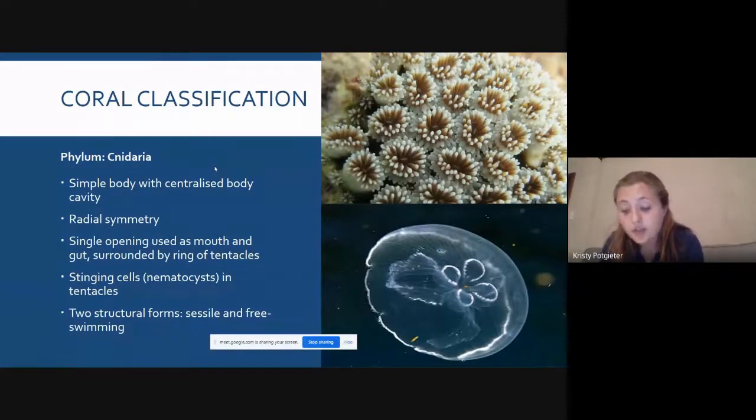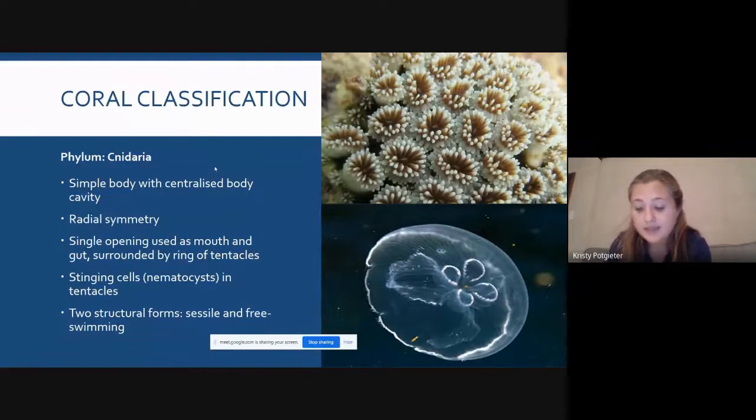All cnidarians have two structural forms. So they are either a sessile form, which means they are attached to the substrate. This is called the polyp, okay? Or they are a free-swimming form called the medusa, okay? And polyps can either be solitary, like anemones, okay, or they can form colonies, like most hard corals. So all cnidaria will go through both stages, both the sessile and the free-swimming form, during their lifetime, but the duration of each stage varies.